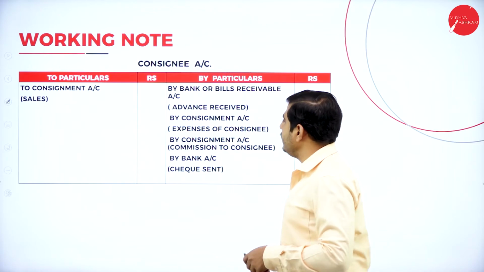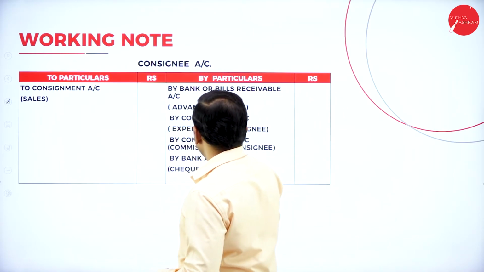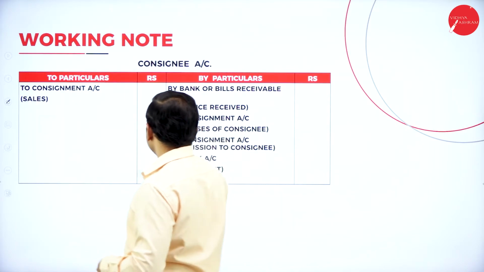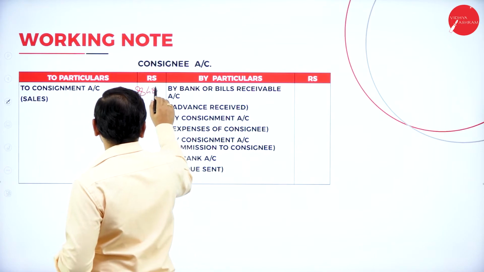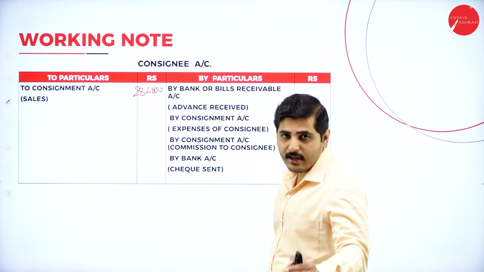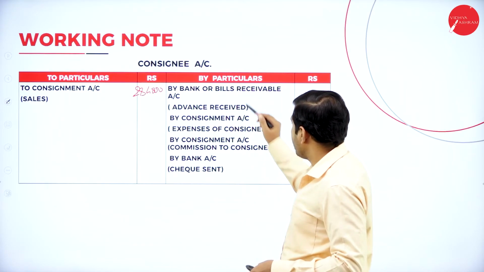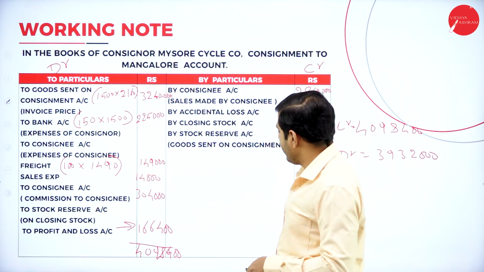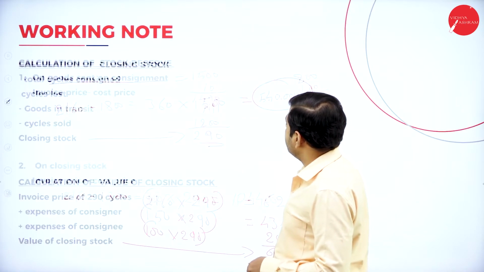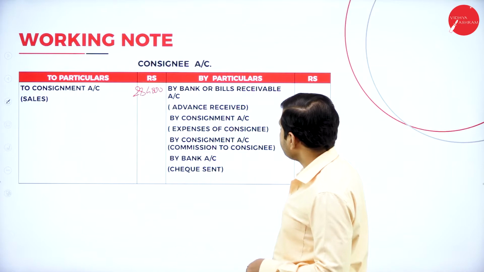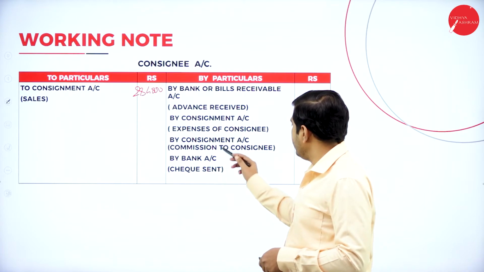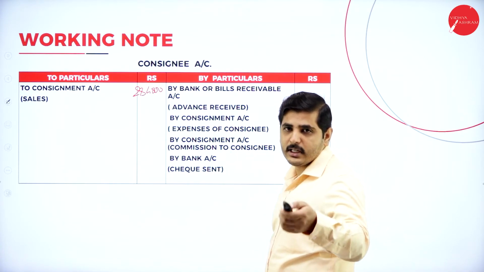Again, let's go to the consignee account. So what is the total sales the consignee has done? It is 28,40,000. Out of the 28,40,000, what amounts will he deduct? He will deduct whatever amount he has given as security deposit, that is bank or bills receivable. 1 lakh rupees he has given as security deposit. Here 1 lakh rupees he has given as a bill, BR, bills receivable. Again, he will deduct the expenses he met on the consignment. Again, he will deduct his commission. The remaining amount will be sent to the consignor.